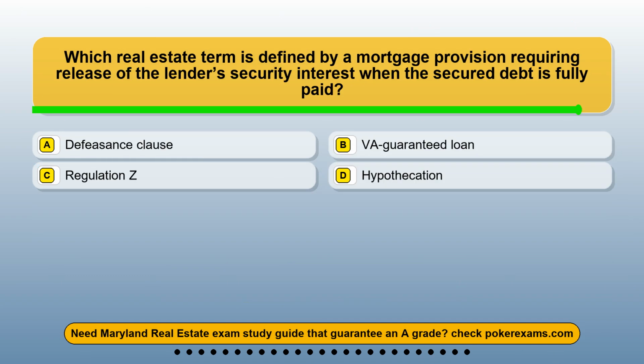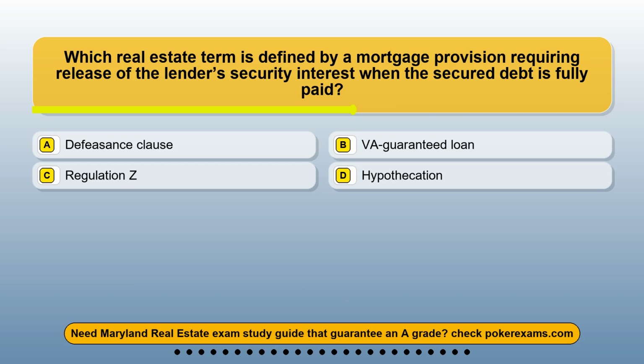Question 13. Which real estate term is defined by a mortgage provision requiring release of the lender's security interest when the secured debt is fully paid? Option A, defeasance clause. Option B, VA-guaranteed loan. Option C, Regulation Z. Option D, hypothecation.